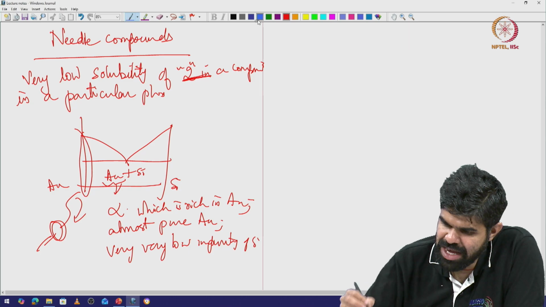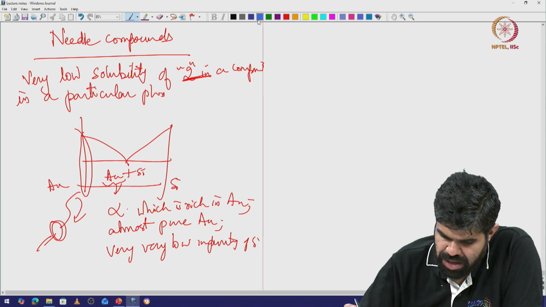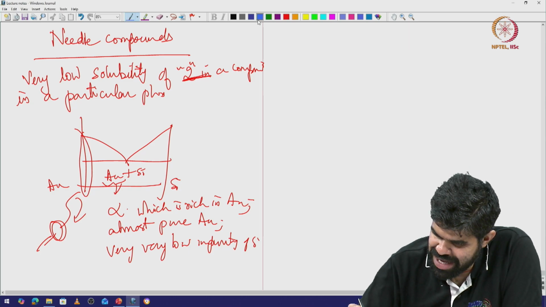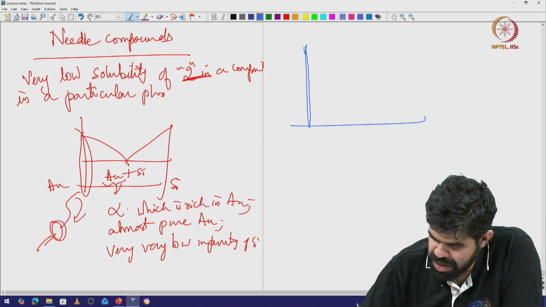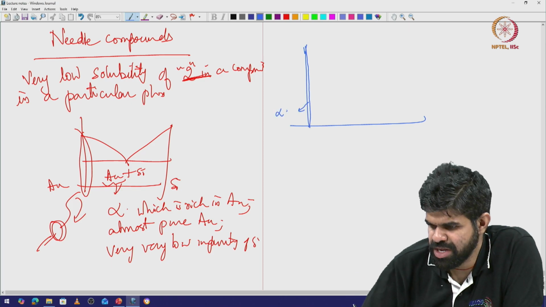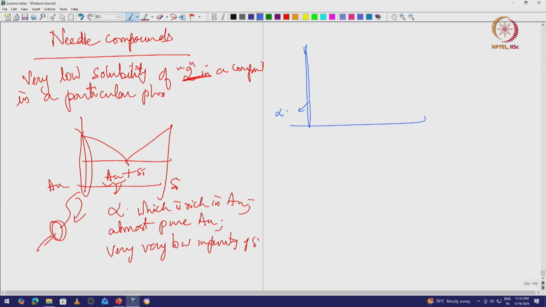And if I put a magnifying glass and zoom it up, it will look something like this. So that is my alpha phase. It is almost like a needle, so it is a needle compound in the phase diagram. If I zoom it up and see here, essentially a needle compound is something that has very low solubility.